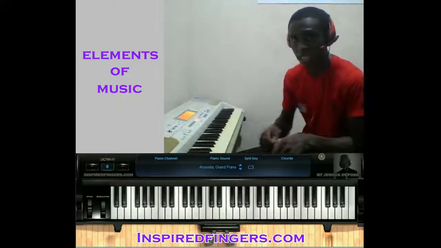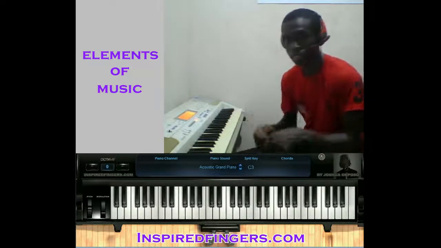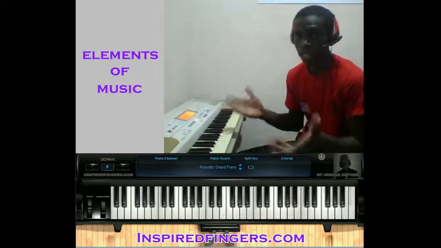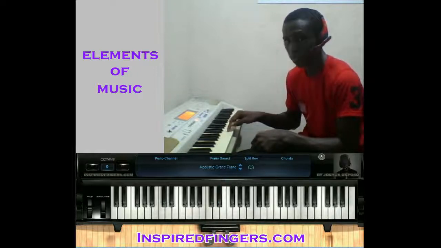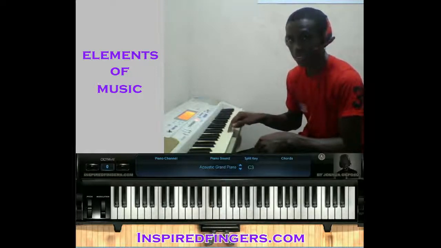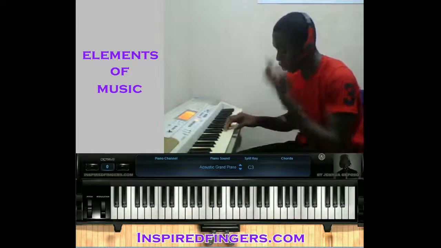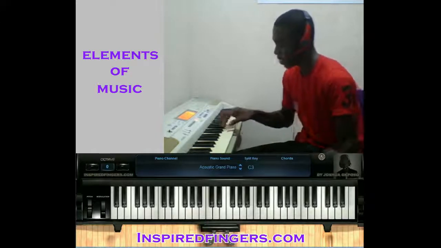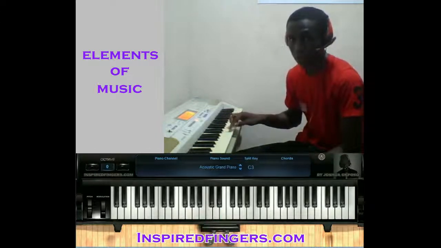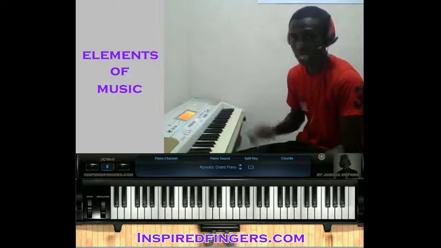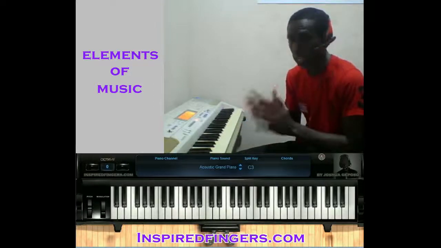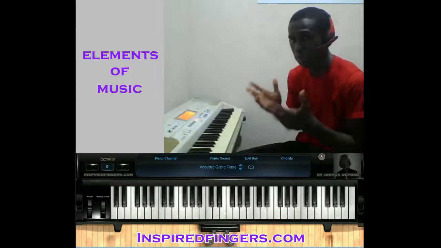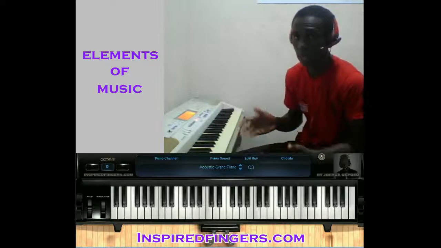Each hit, I call it a note, because it is represented on the sheet music as notes. Sorry, I have to clean my eyes. Now, the stuff is following a particular rhythm, a particular timing, and that's what makes it pleasant to whoever is listening to it. So that's what rhythm means.